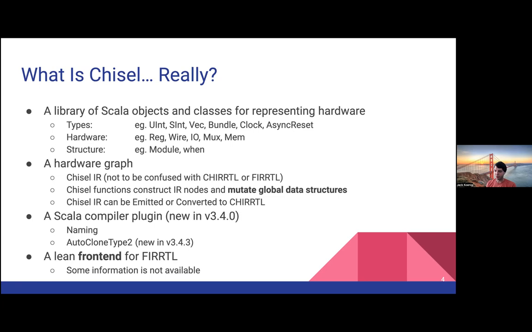There's also a Scala compiler plugin. This is new in 3.4. So it's been around for a year and a half at this point, but it used to be that Chisel was just a library, like you could take a math library and create a matrix and call a function and get some calculation back in any programming language. Chisel was just a library that you call. Now it's a little bit more sophisticated in that we've injected some code into the Scala compiler, which helps us make the API work a little bit better. And Chisel is a lean front end for FIRRTL. So there's certain compilation that occurs in FIRRTL on the intermediate representation, and not all of that information is available at Chisel time.